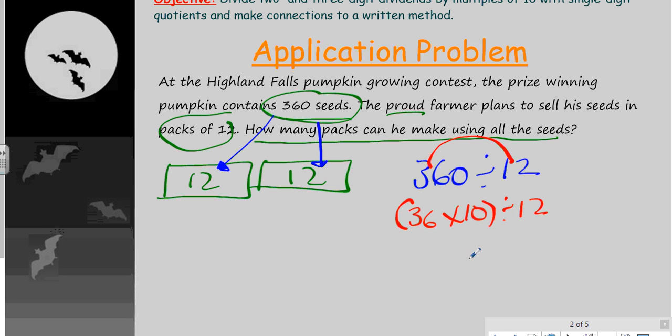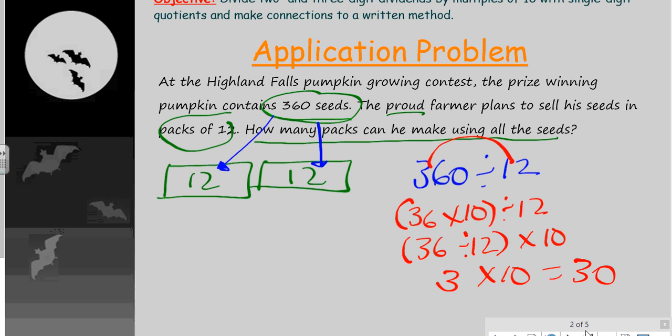Now what I can do is I can do the little switcheroo, because it really doesn't matter what order I have these terms in. So I could say, well, now I can take 36, let me divide by 12, because that's what we're doing anyway. I'll multiply it by 10 after. So I'm just switching that around. Now this is really easy because that's 3, and then you can see that 3, the quotient of this division problem, times 10 is 30. Now, that would mean you'd have 30 packs.